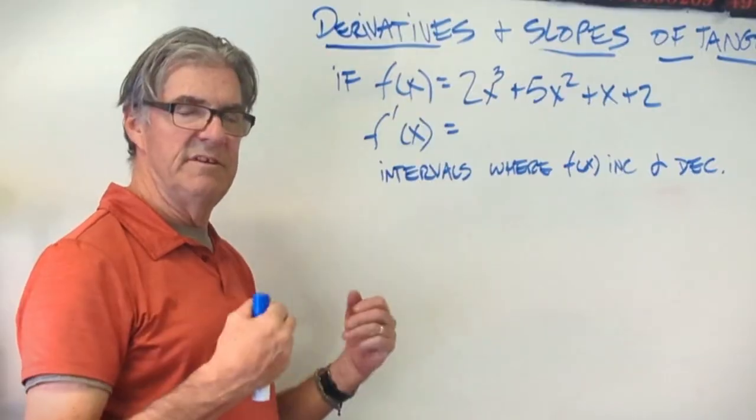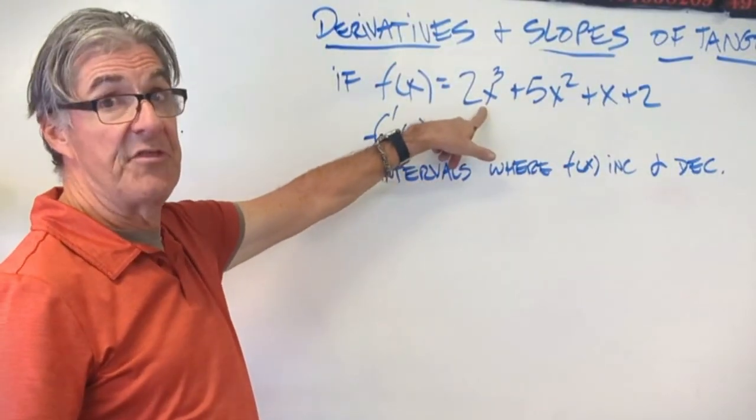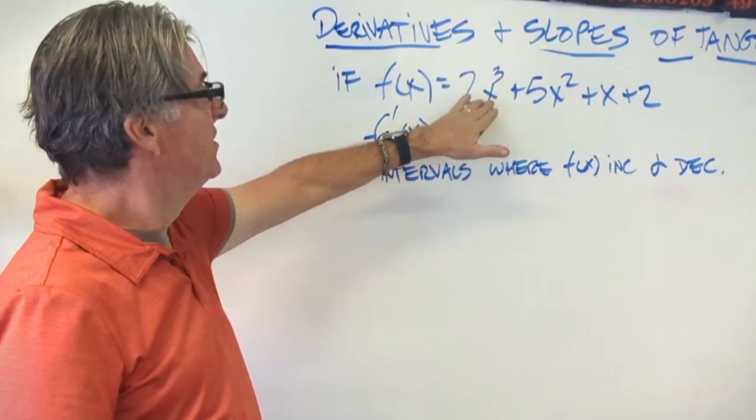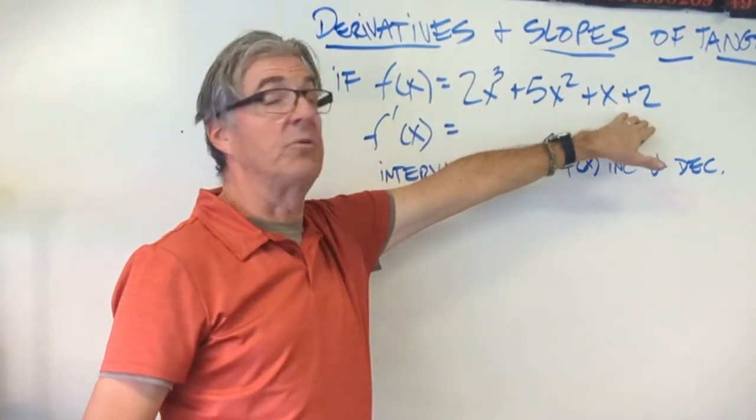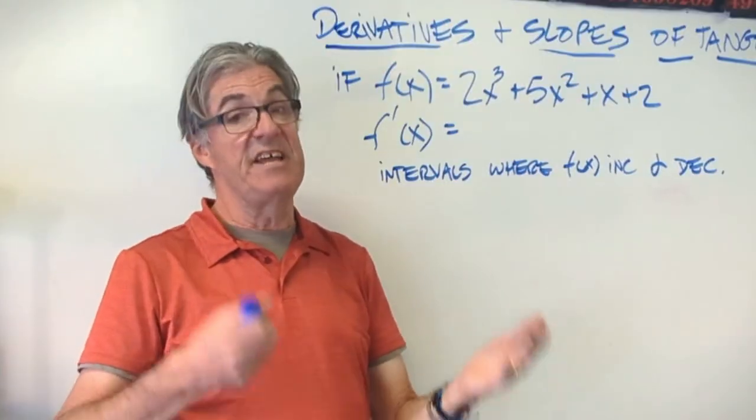One last one, a little bit more complexity. Check this one out. We have a cubic function. We've got a third power. So our function is 2x to the third plus 5x squared plus x plus 2. So we want to find out the intervals over which this function is increasing and decreasing.